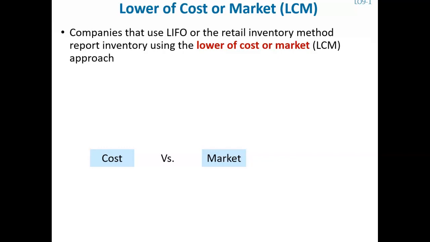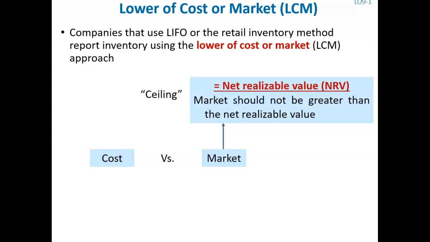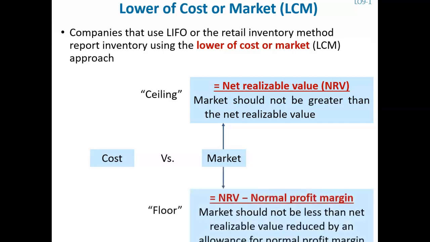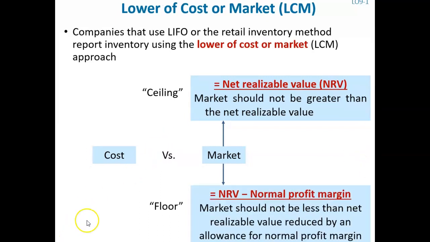Market is the inventory's current replacement cost, except that market should not be greater than the net realizable value, which forms a ceiling on the market, and market should not be less than the net realizable value, reduced by an allowance for an approximately normal profit margin. This forms the floor on the market. In effect, we have a ceiling and a floor, between which market is decided.